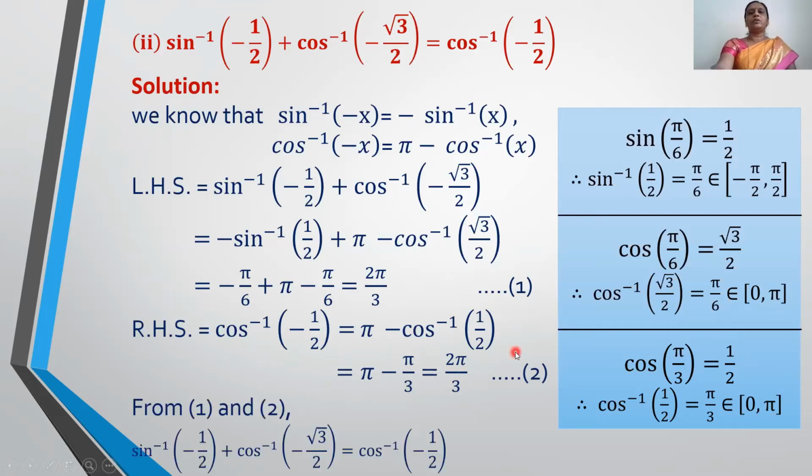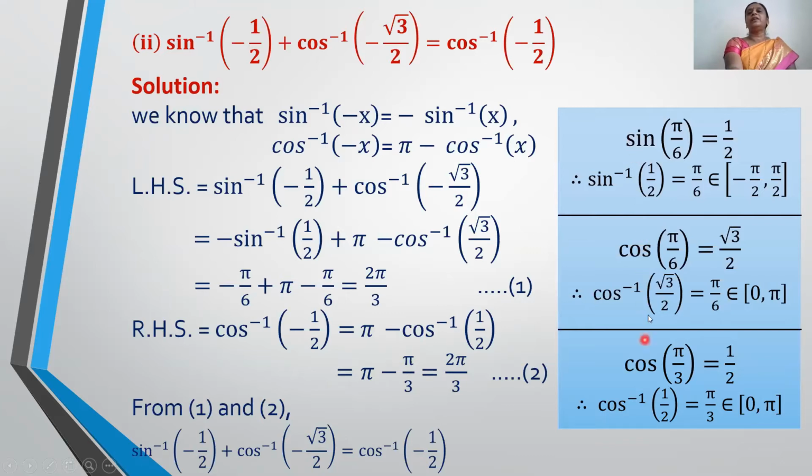Now, from equations 1 and 2, the left hand side and right hand side are equal. Therefore, write down sin inverse(-1/2) plus cos inverse(-root 3/2) is equal to cos inverse(-1/2).